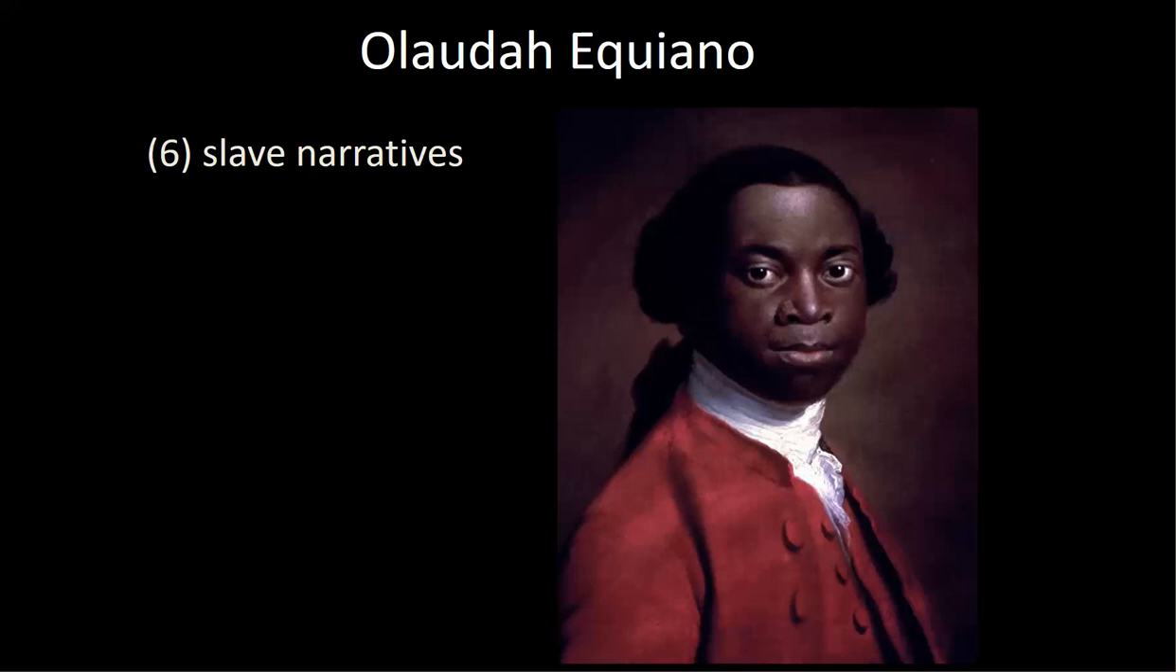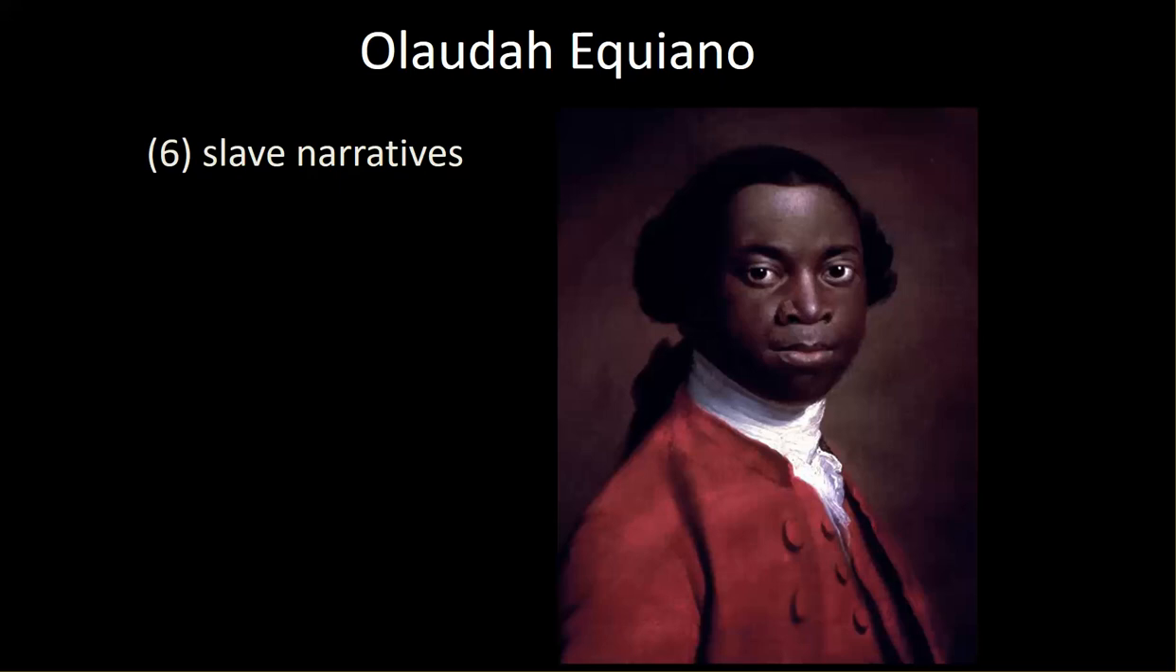Equiano eventually settled in London, and in the 1780s he published his narrative, his slave narrative. In that book, he kind of took a new direction in talking about slavery. Equiano's autobiography was not the first slave narrative ever published, not by a long shot. There had been an extremely popular one published just about 10 years before his. But the vast majority of the slave narratives published before his kind of had this theme of how horrible this thing was that happened to me.